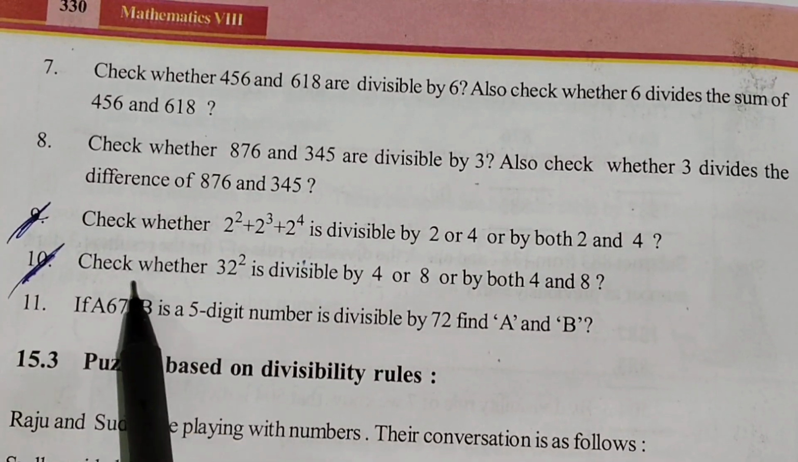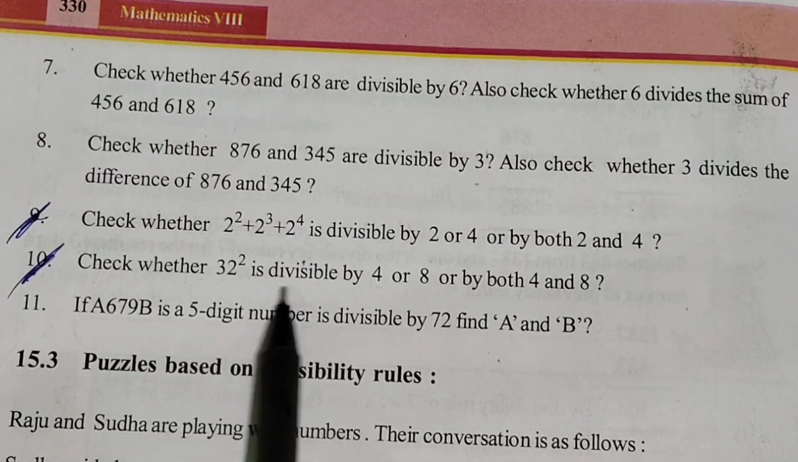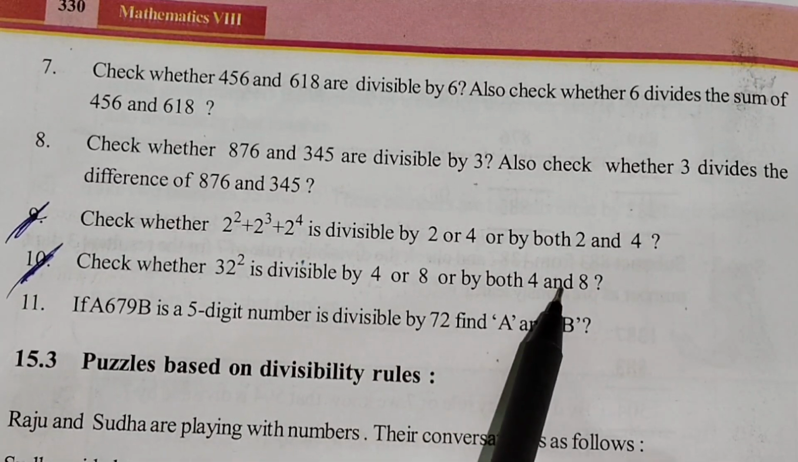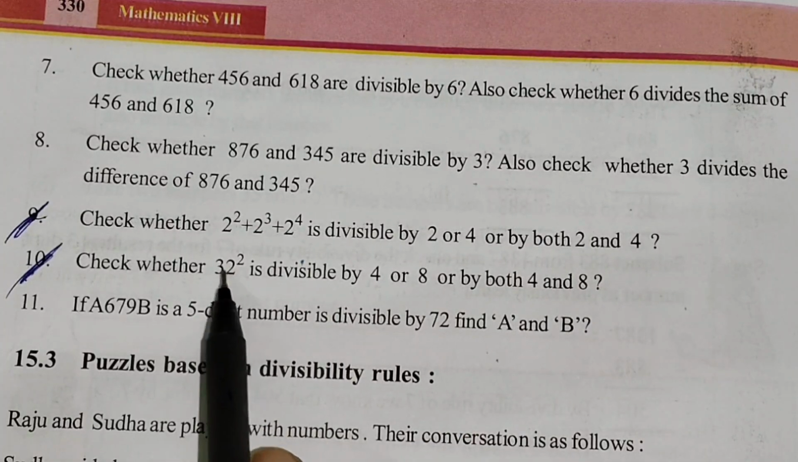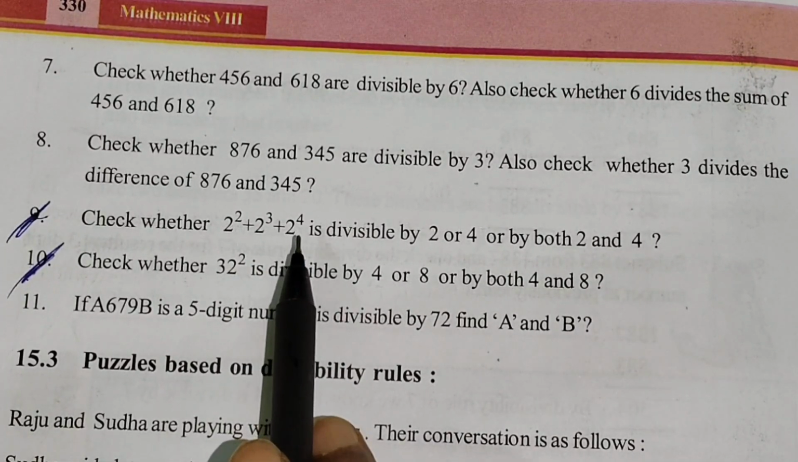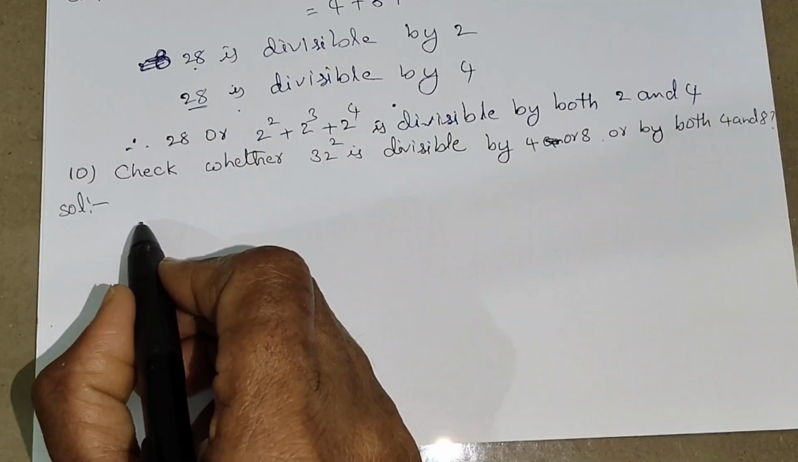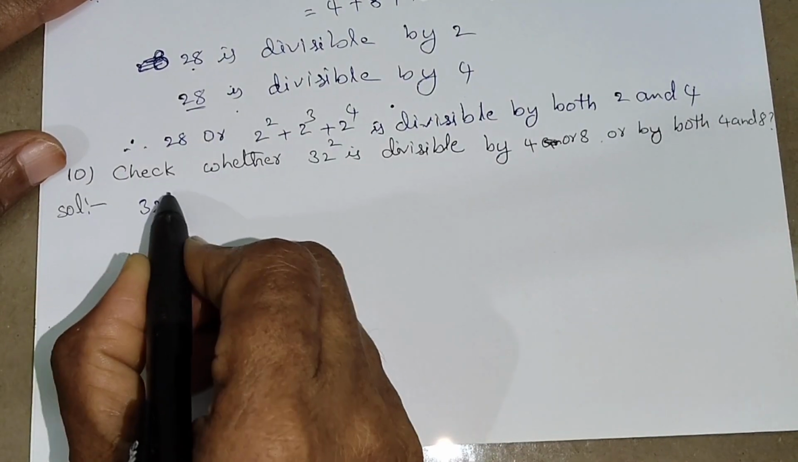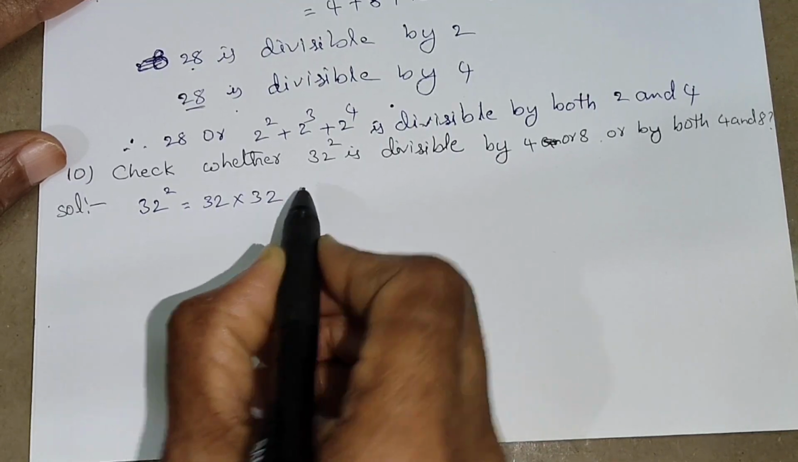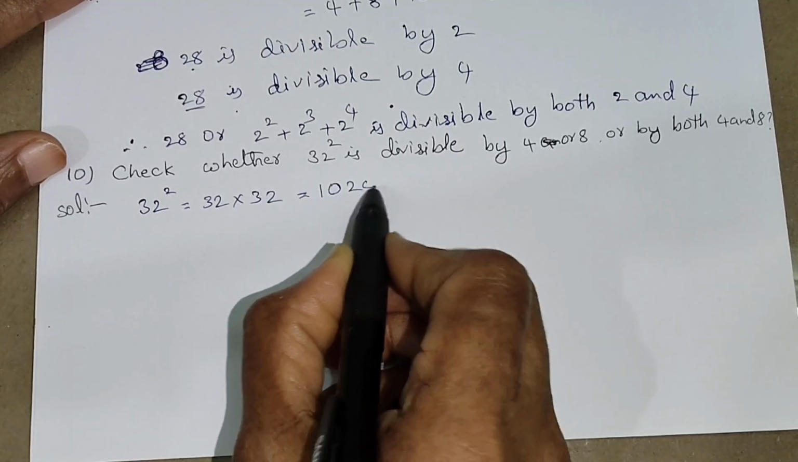Next, 10th question: check whether 32 square is divisible by 4 or 8 or by both 4 and 8. So first we find the value of 32 square. 32 square means 32 into 32. Here the given number is 32 square, which equals 1024.